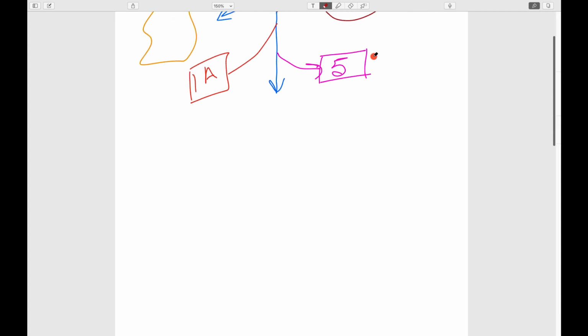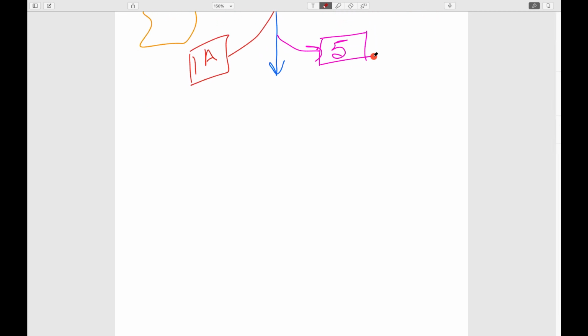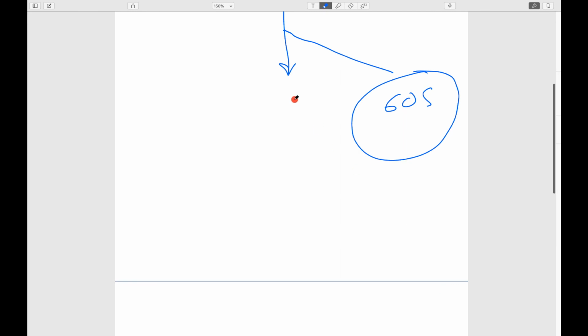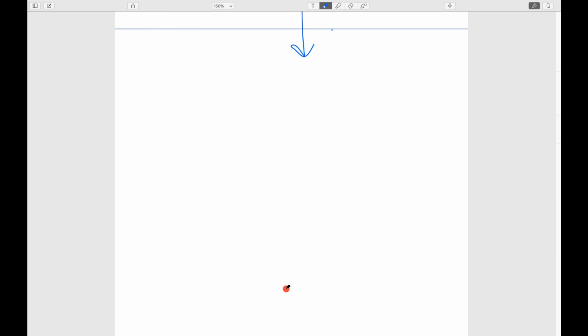Next, in the next step, 5B is attached, and as I said, there is attachment of the 60S. Once 60S attachment takes place, what happens here? Let us see how the ATS complex looks. So let me draw the ATS complex.